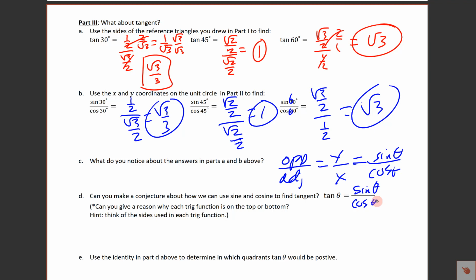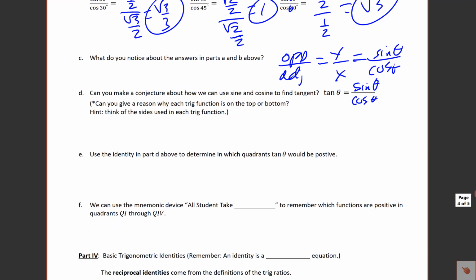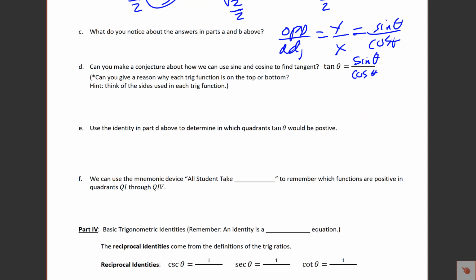Okay. So here's our guess. Our guess is that tangent is equal to the sine of theta over cosine of theta. And remember I said at the beginning, we're going to be able to figure out every single trig function using just sine and cosine. Okay? So this is it. There's the identity.